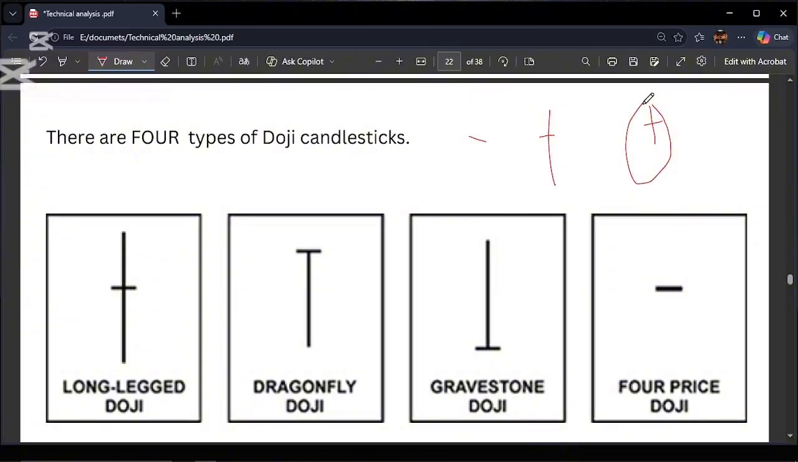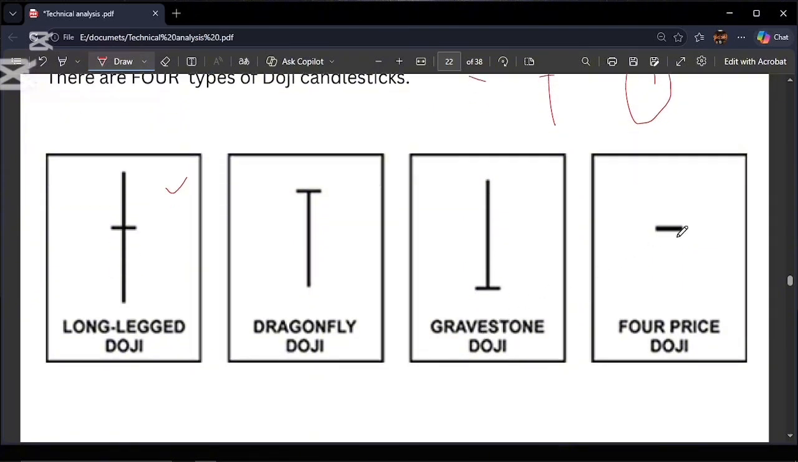And these mark zones. We shall talk about support and resistance, or demand and supply zones, and when these candles come, they show whether zones are valid or not. So we have the long-legged doji, you see it's a long leg. We have the dragonfly, and we have the gravestone doji. Not only that, we also have this one, which is called a 4-price doji.